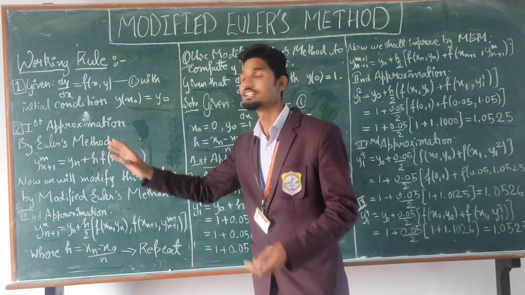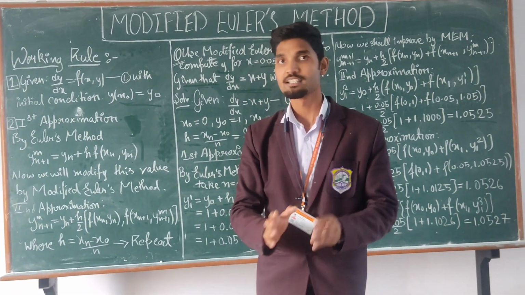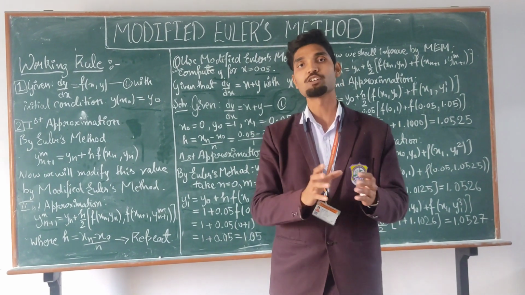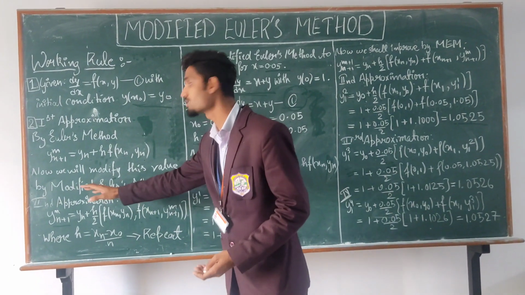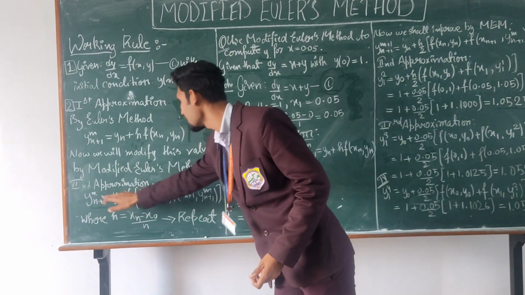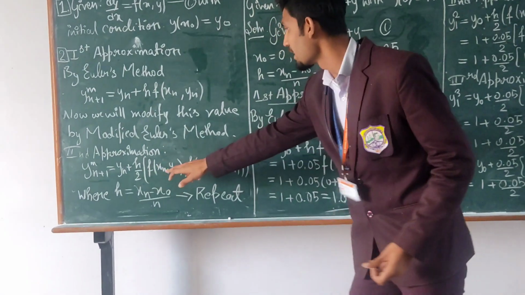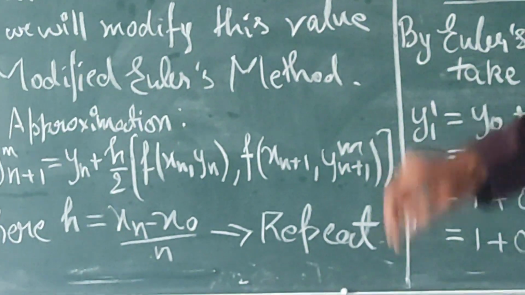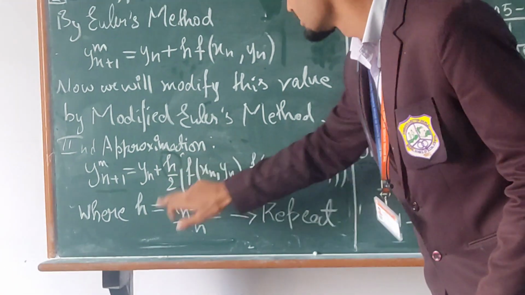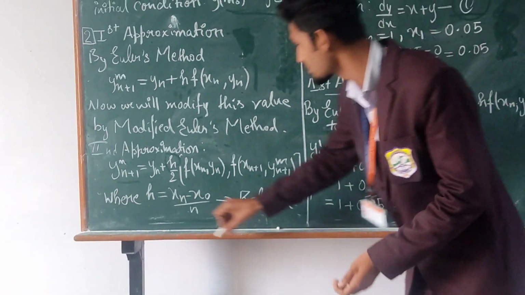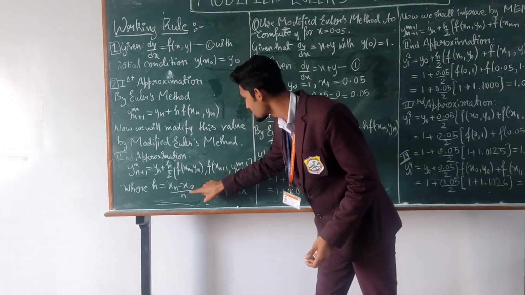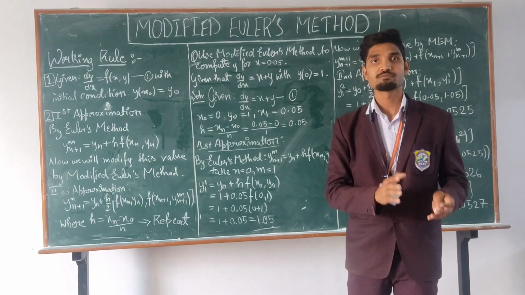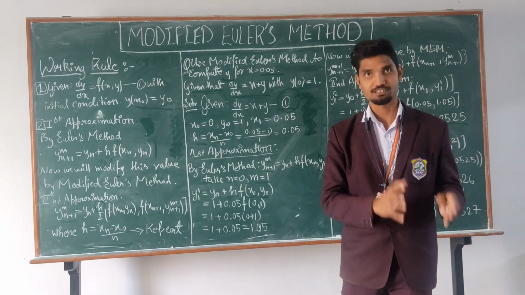First of all, we find the value of the first approximation. In the second part, we modify this first approximate value with the help of the modified Euler's method. The modified Euler's method formula is y(n+1) = y(n) + h/2 [f(x(n), y(n)) + f(x(n+1), y(n+1))]. And how do we find h? For finding h, the formula is h = (xn minus x0) upon n. Repeat this process until two successive approximate values are equal or nearly the same.